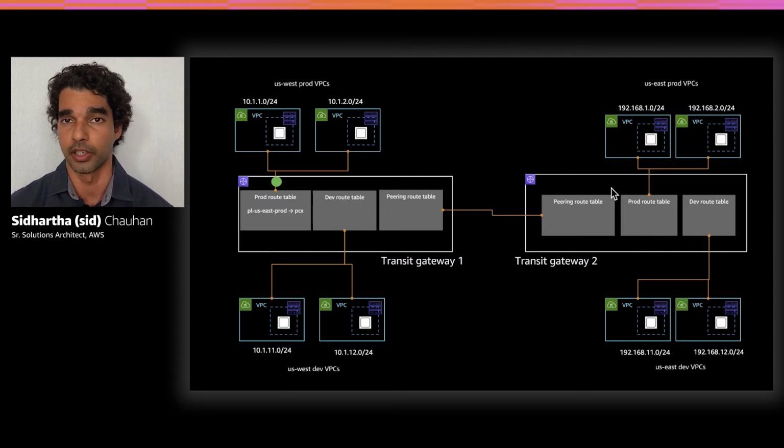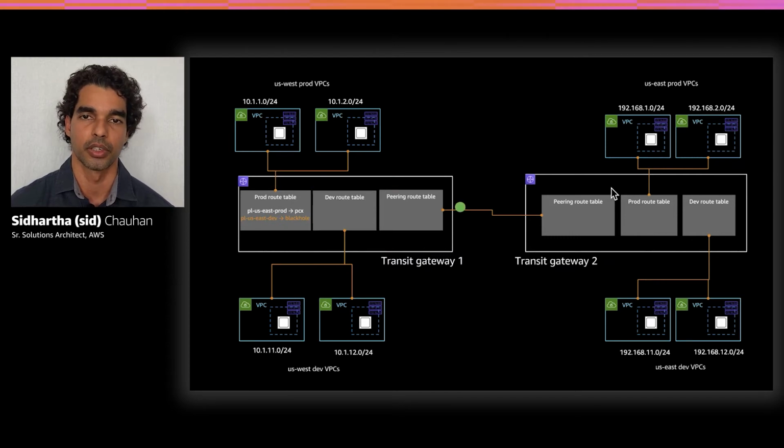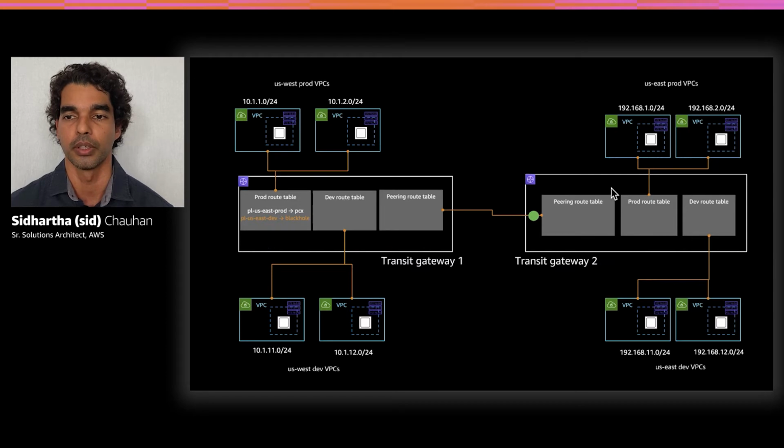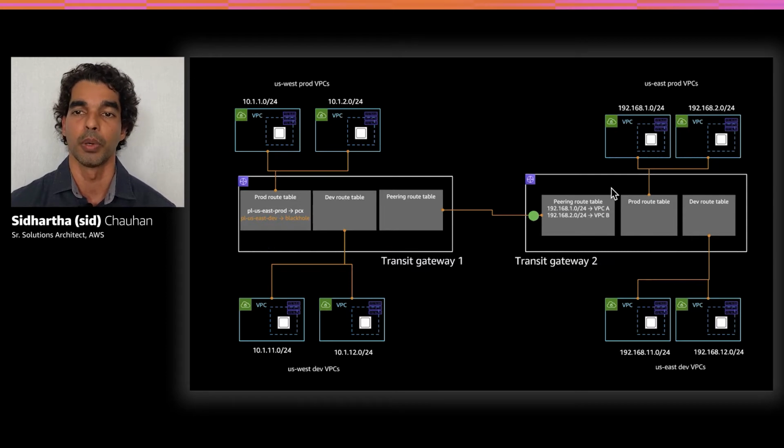But if it is destined for a dev VPC, we want to drop the traffic as soon as possible. So for that, we write a special rule which says, hey, if the destination is dev VPC, send the traffic to black hole. This basically tells the transit gateway to drop the traffic immediately. In our case, it's legitimate traffic, so it makes its way to the transit gateway 2. We populate a peering route table so the traffic can flow to the destination.